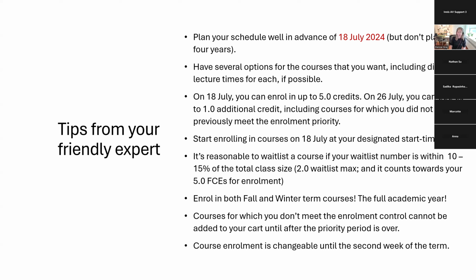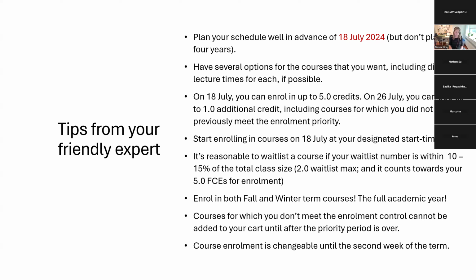Courses for which you don't meet the enrollment controls cannot be added to your cart, but you can add courses that conflict, and you can add courses for which you don't have the prerequisites. So don't do that, because you just can't be in two places at once. So avoid putting yourself into any kind of conflict. If you put yourself into a conflict and then you run into some academic difficulty, there's really very little we can do for you, because you intentionally put yourself into that conflict.